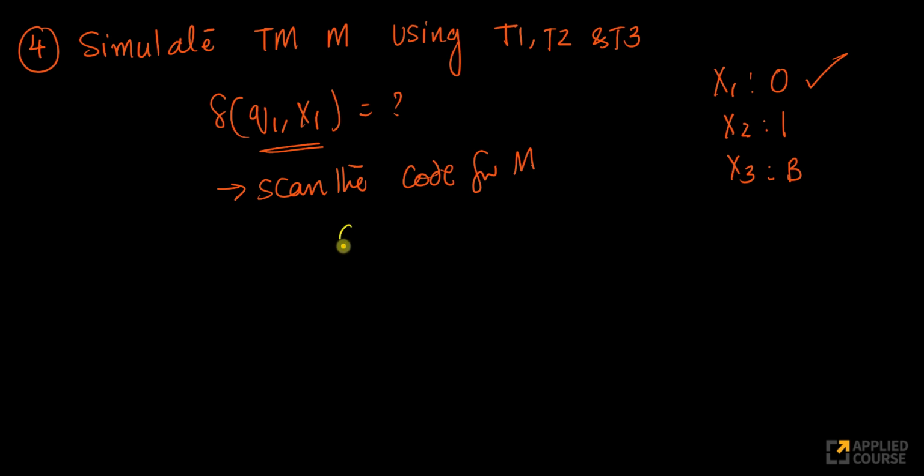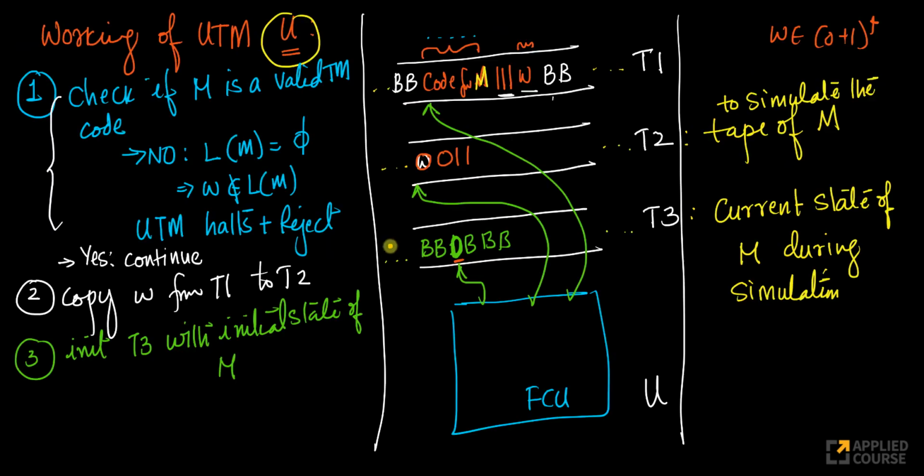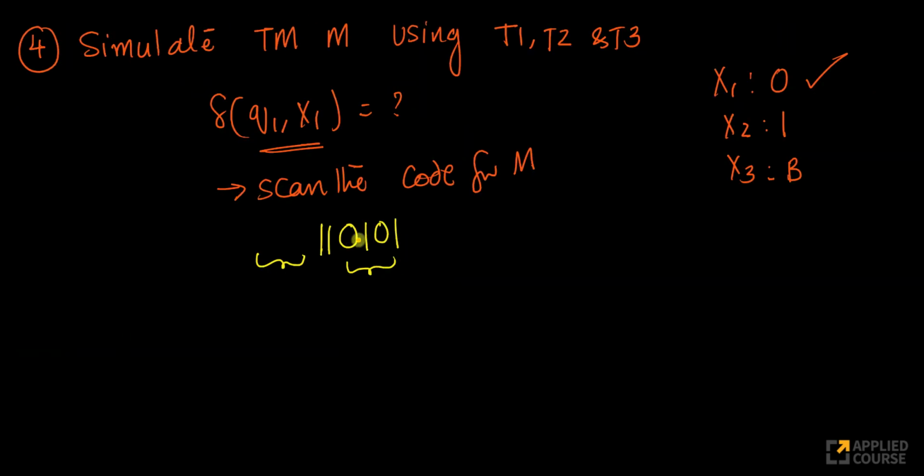What I want here is a 0 corresponding to Q1, a delimiter, a 0 corresponding to X1. When I encounter this pattern, it can either be at the start or somewhere later, which means there is some other transition here. I can easily discover this pattern using my finite control unit. The moment I discover this 0, 1, 0, 1, what does this imply? Look at how we encoded the transitions of the Turing machine M itself. This basically means the transition on Q1, X1.